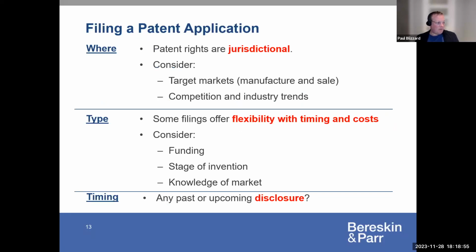When we talk about filing a patent application, patents are jurisdictional. They give you rights that are national in scope. So when you are pursuing patent protection, it's important to consider the jurisdictional questions that can include where are your target markets, where are you planning to sell, where are you planning to manufacture if there's a device, and also where's your competition, where are they based, and what are other interesting industry trends that you might want to follow. So that's part of it.